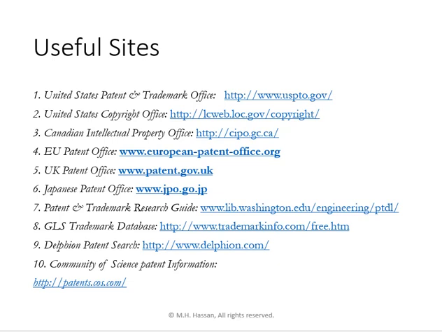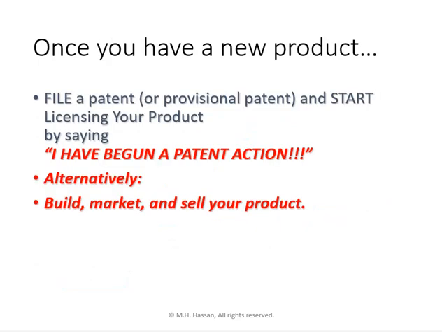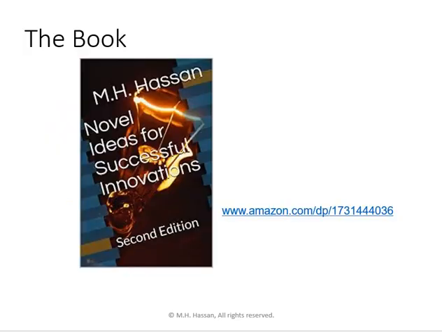Let's talk about useful sites. There are many useful sites like the US Patent Office, the Copyright Office, the Canadian Patent Office, the EU Patent Office, Patent Trademark Research Guide, GLS Trademark Database, Dolphin Patent Search, Web of Science Patent. So there are sites. Once you have a new product, you can file a patent, a national patent, start licensing the patent, and selling. Say I have a patent pending or I have begun a patent action, then market and sell the product, as we said.